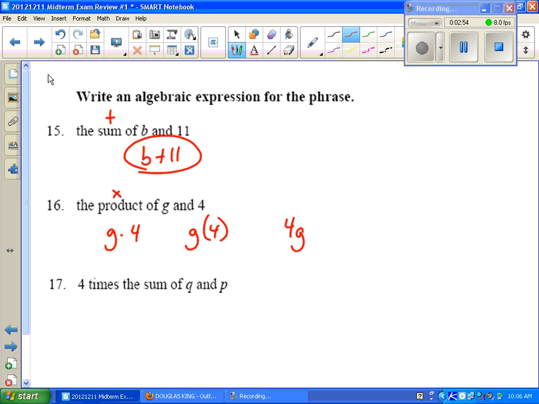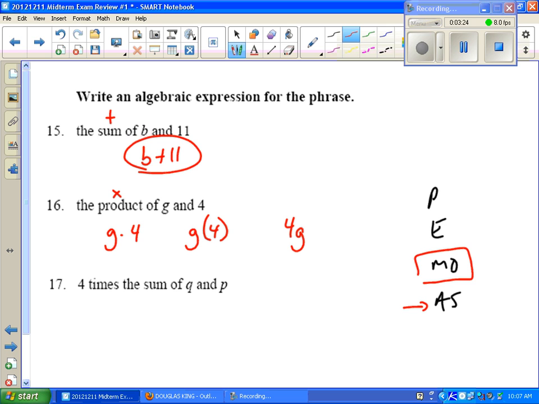Now number 17 is very specific. It says 4 times the sum of q and p. If you look at your order of operations, please excuse my dear Aunt Sally, it will tell you to always do multiplication and division before you do addition and subtraction. But this one says 4 times the sum of q and p. You need to find out what q and p is before you can multiply 4 times it.